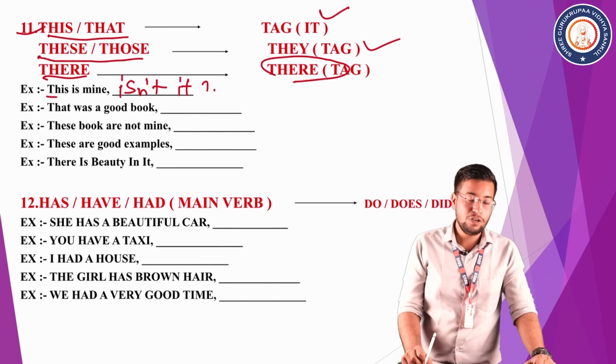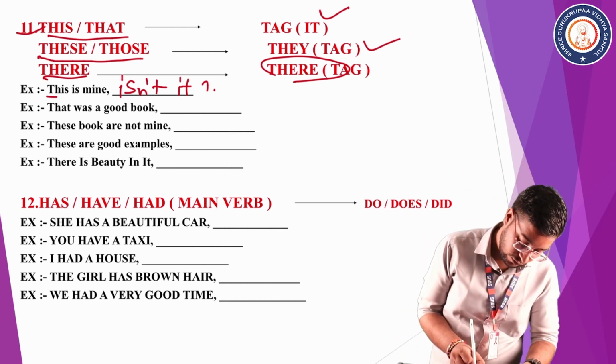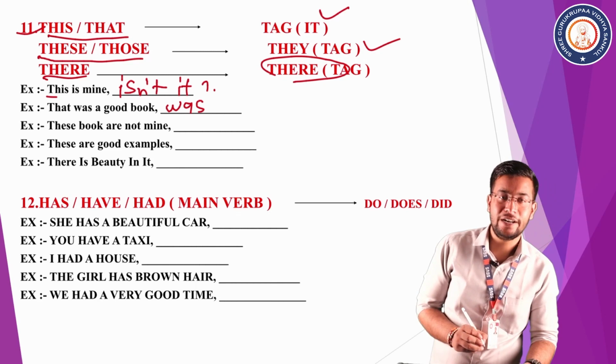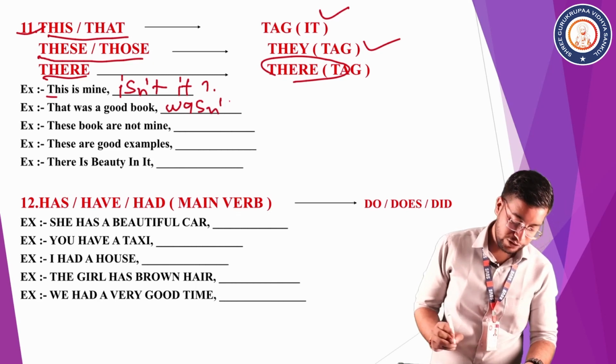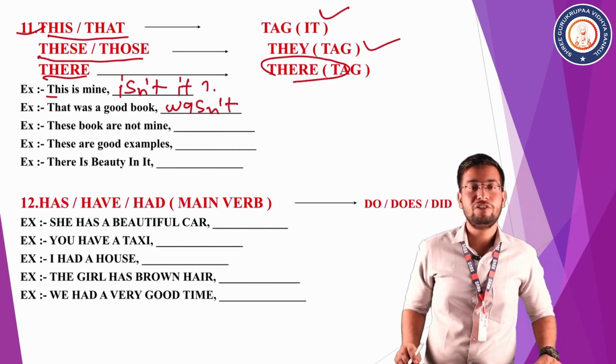That was a good book. So our helping verb is was, and this will become negative. So it will be wasn't, and instead of that, we will use it.